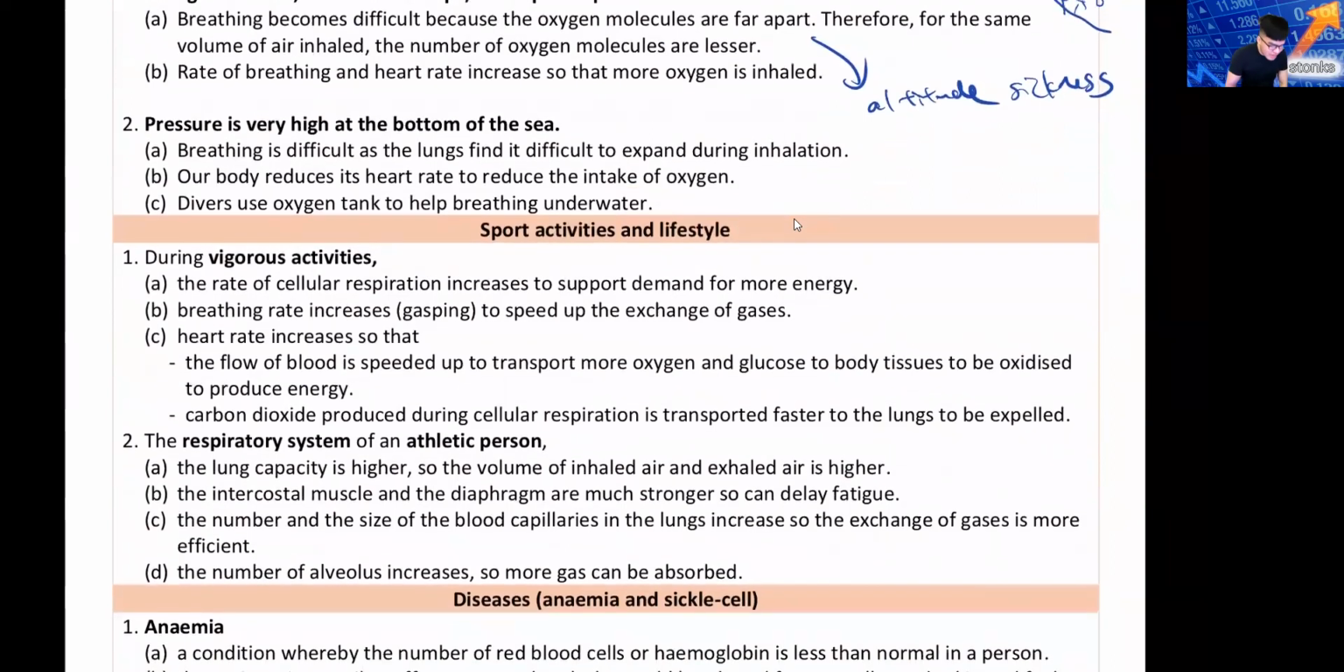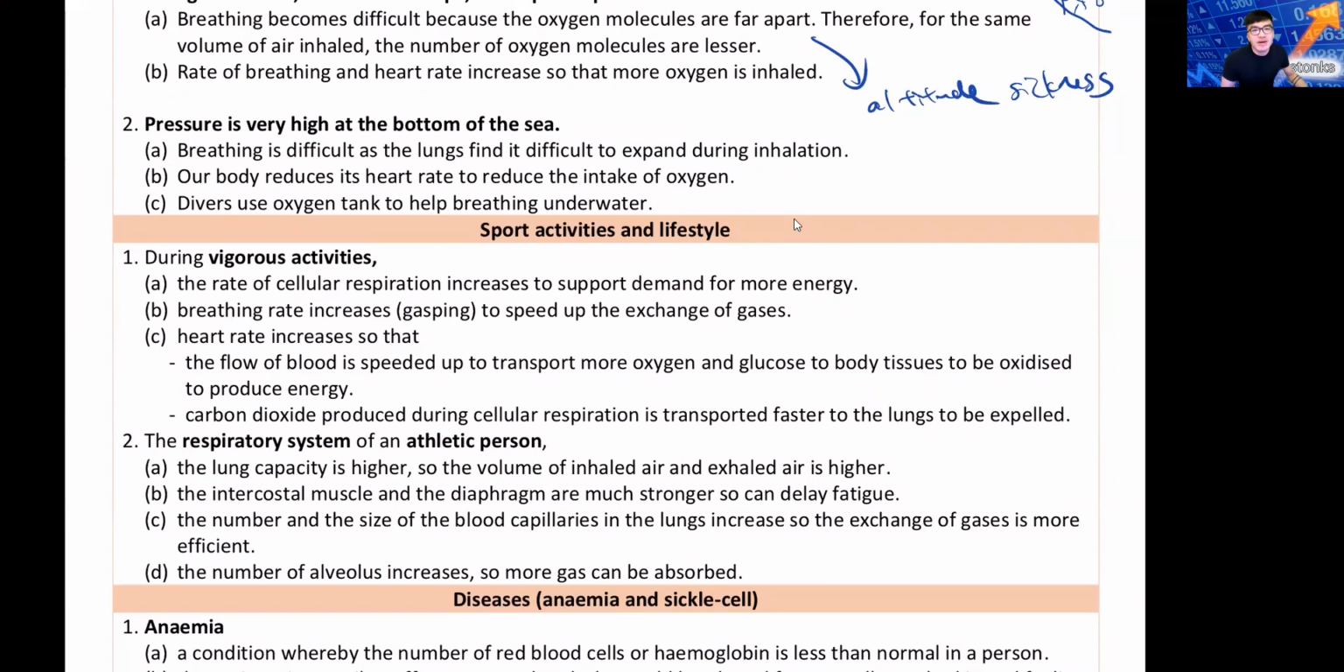Let's look at sports and lifestyle. Now when you are doing sports, when you are running, obviously your breathing rate and your heart rate is going to increase, isn't it? Let's say now I ask you to sprint 100 meters. I'm not talking about just walking nicely. I'm talking about vigorous exercise. Let's say you play a game of badminton. For sure, you will gasp.